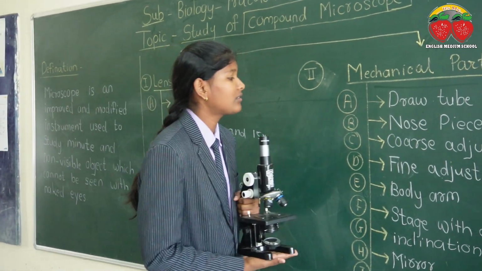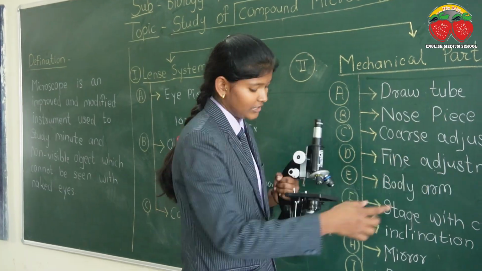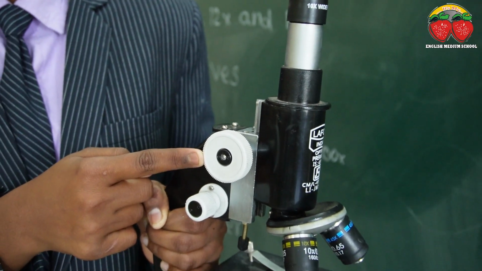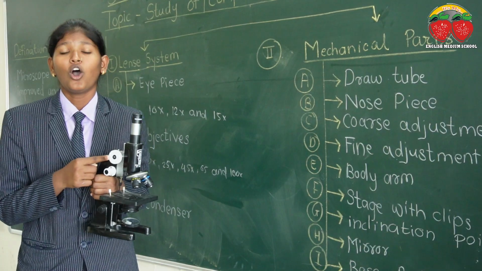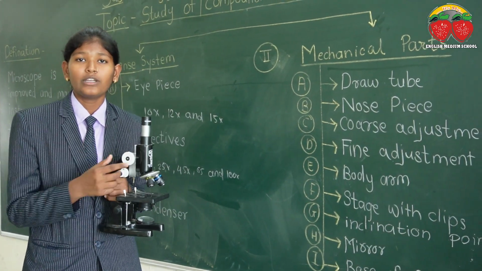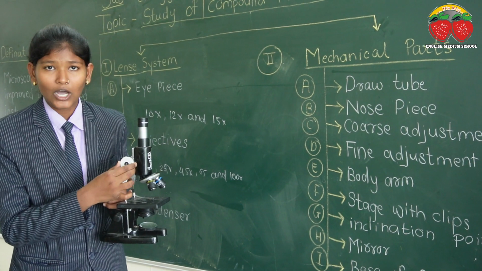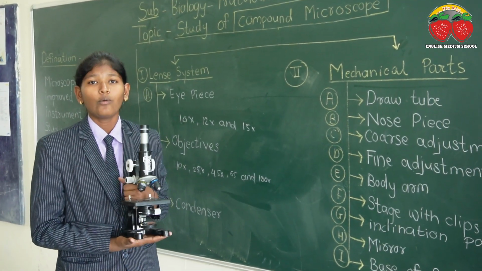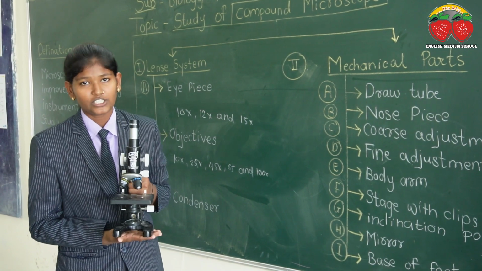Now, the third mechanical part is the coarse adjustment. It is a big screw attached to the body tube on either side. It moves up and down more distance in one rotation. It is used for lower power adjustment.